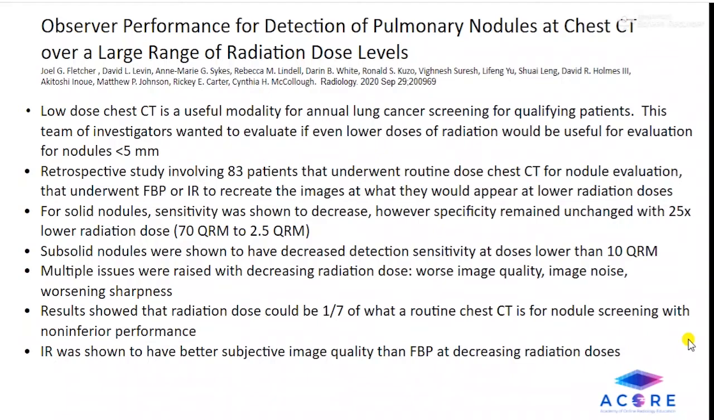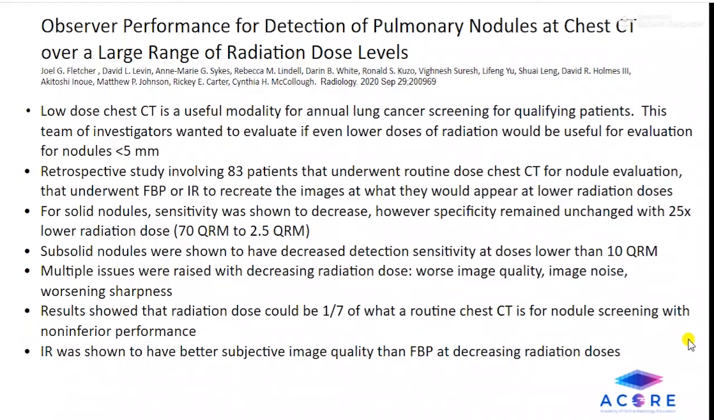Subsequently, the scans underwent filtered back projection or iterative reconstruction to produce lower dose data sets using the original acquisition data. Overall, the researchers found that per patient and per nodule sensitivity drops with declining radiation dose. However, specificity remains virtually unchanged despite a 25-fold difference in quality reference milliamperes between the routine dose and the re-engineered low radiation dose, and this ranged from 70 quality reference milliamperes to 2.5 quality reference milliamperes.